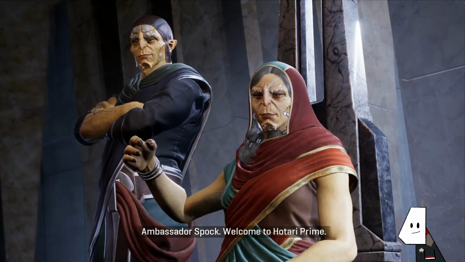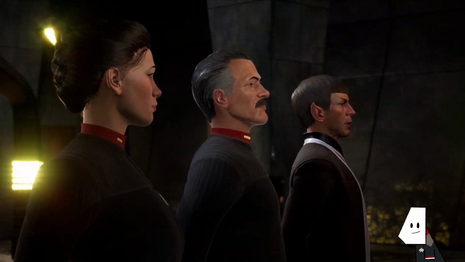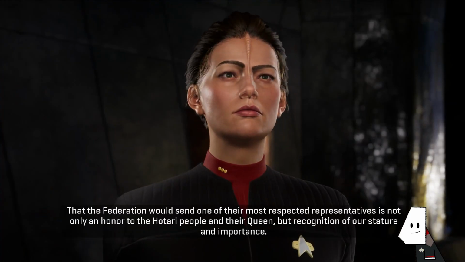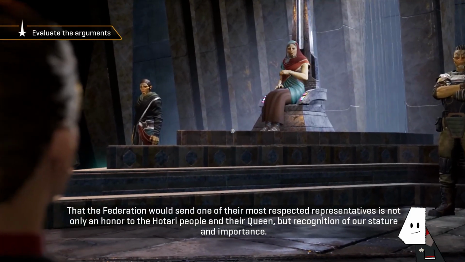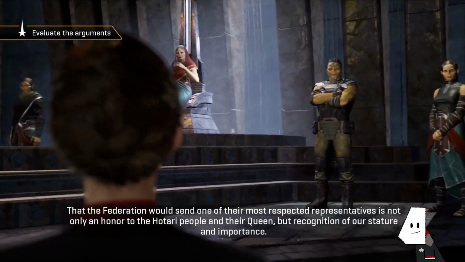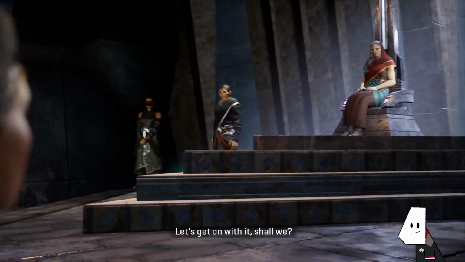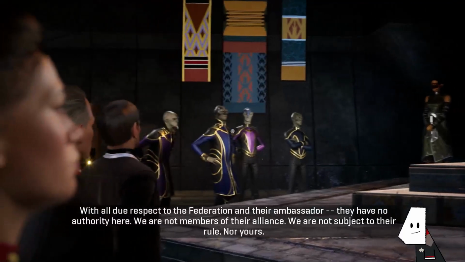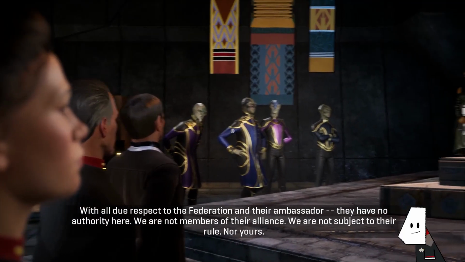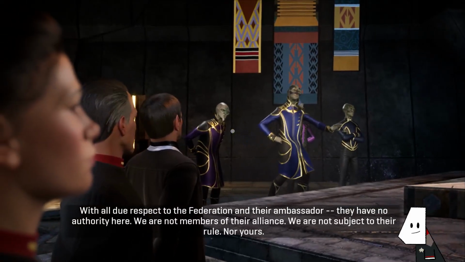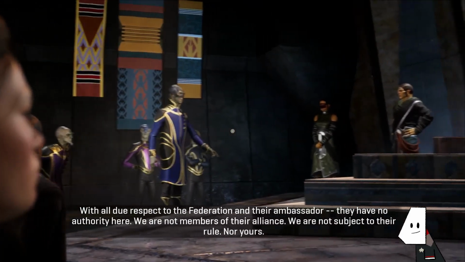Ambassador Spock, welcome to Hotari Prime. The honor is mine, Your Majesty. That the Federation would send one of their most respected representatives is not only an honor to the Hotari people and their queen, but a recognition of our stature and importance. Let's get on with it, shall we? With all due respect to the Federation and their ambassador, they have no authority here. We are not members of their alliance. We are not subject to their rule, nor yours.